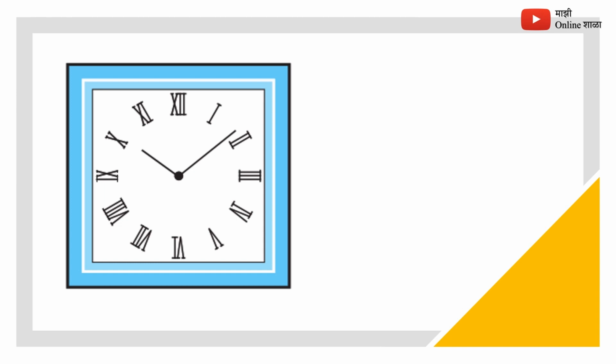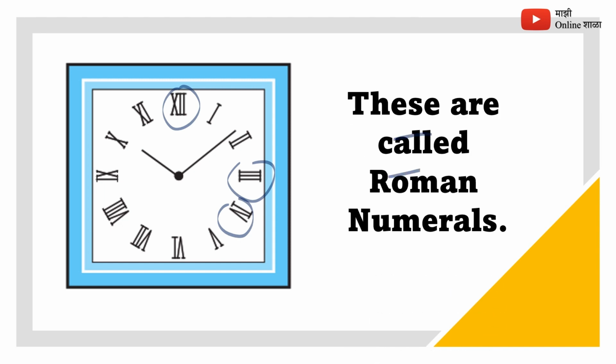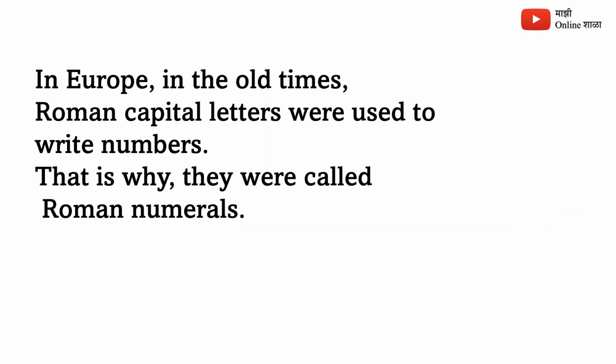So what is this? This is a clock where you have seen some numbers which look like alphabets. Yes. So what are those? These are called the Roman numerals. So what are Roman numerals? In Europe, in the old times, Roman capital letters were used to write numbers. That is why they were called Roman numerals. So, did you understand? In Europe, in olden times, Roman capital letters were used to write the numbers. So, these numbers are called Roman numerals.